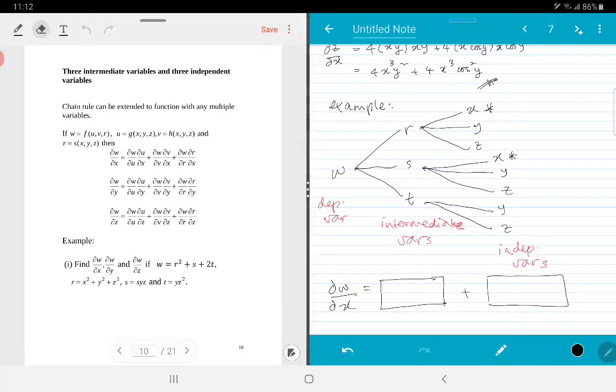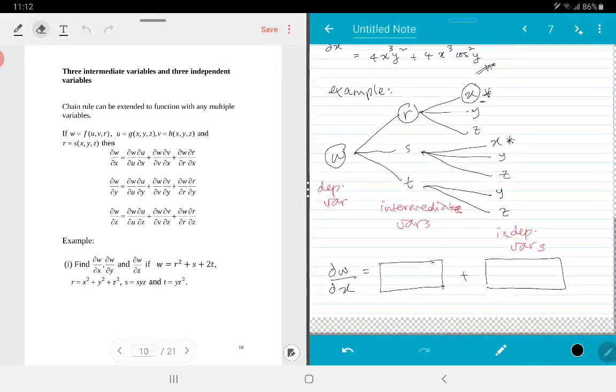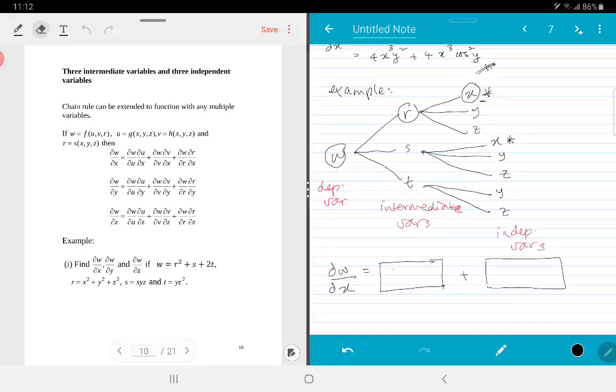All right. Let's look at the first term. So first term, we have this x. So we want to go from this w to that x. So it has to go through r first. So the first term consists of partial w, partial r, and then partial r, partial x.